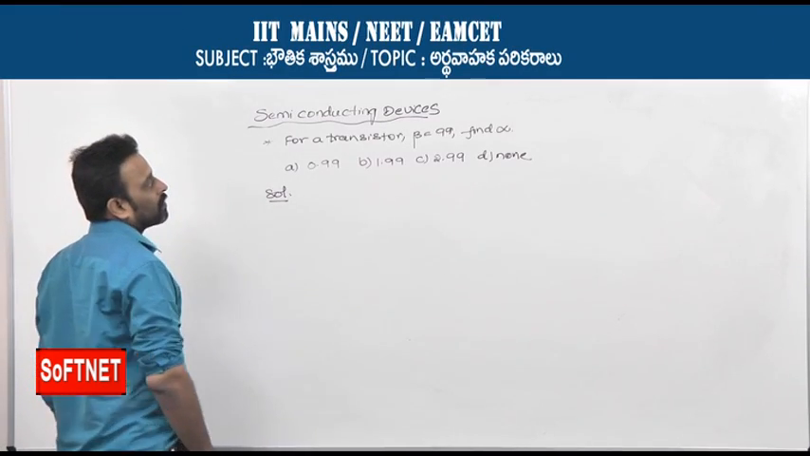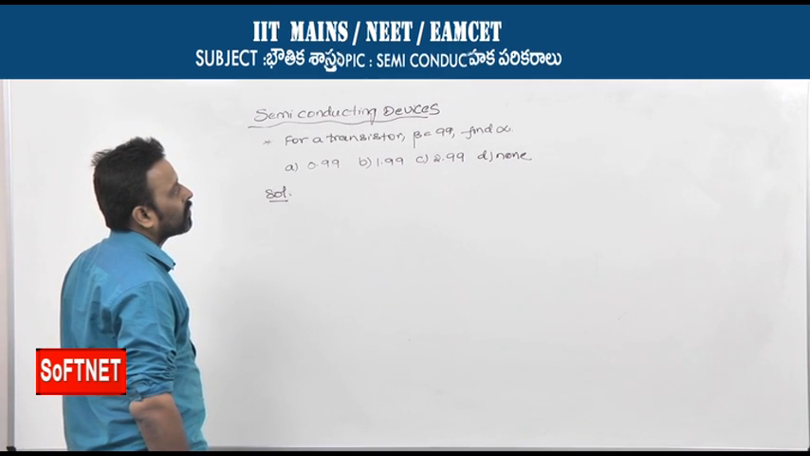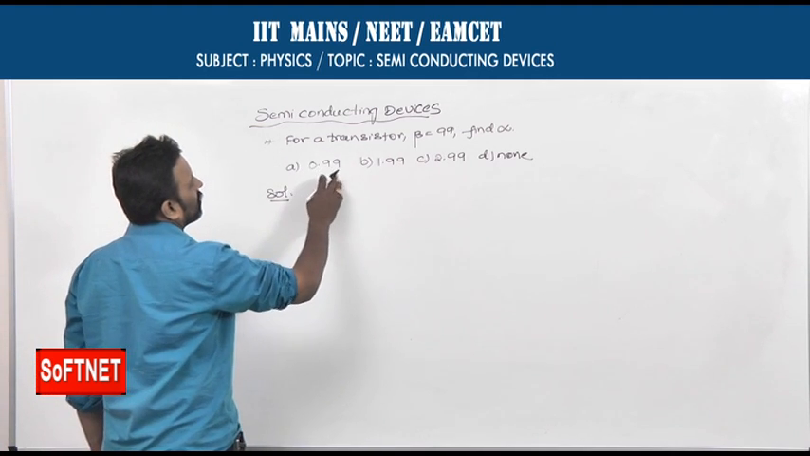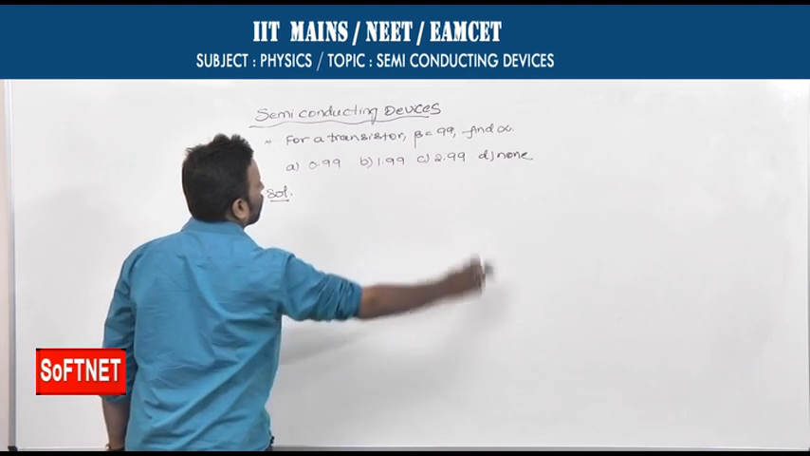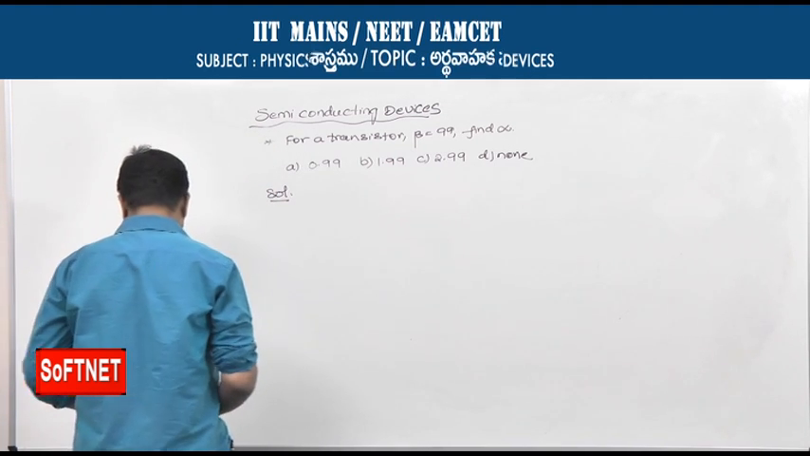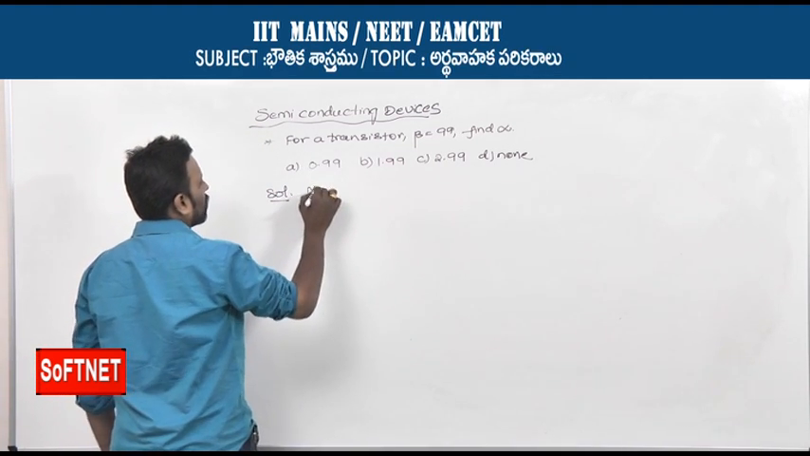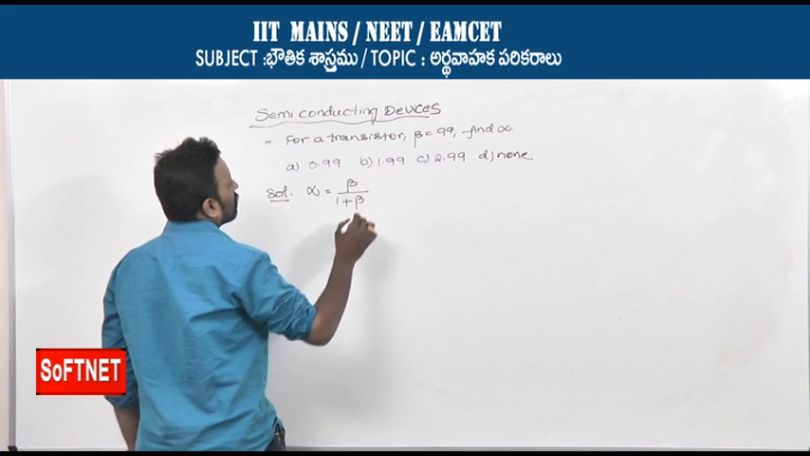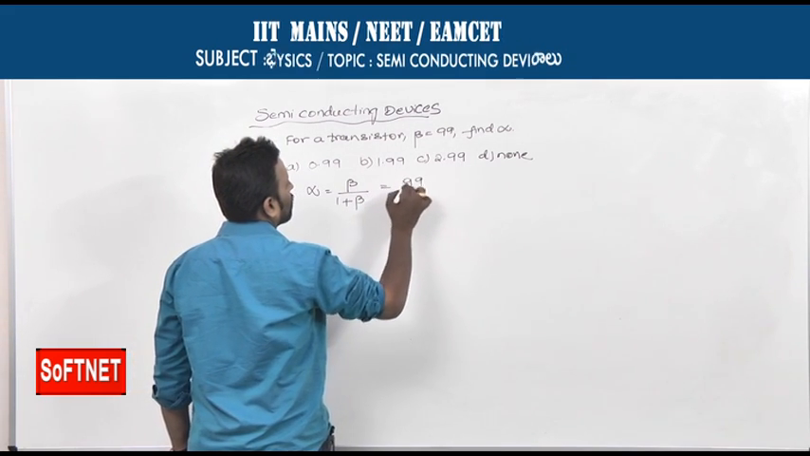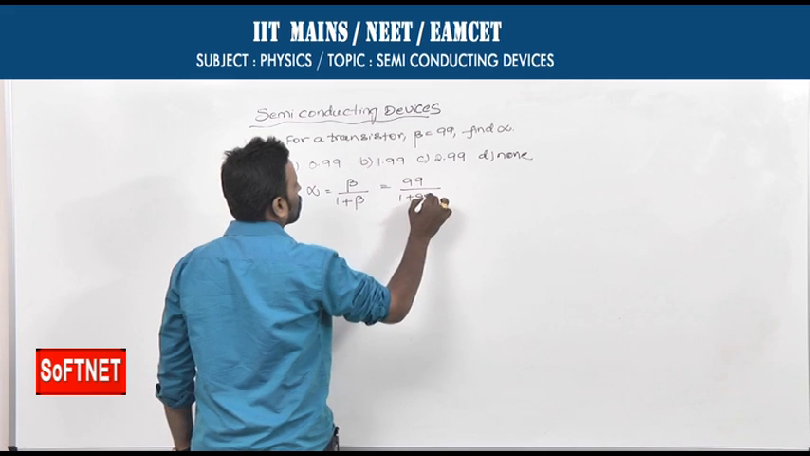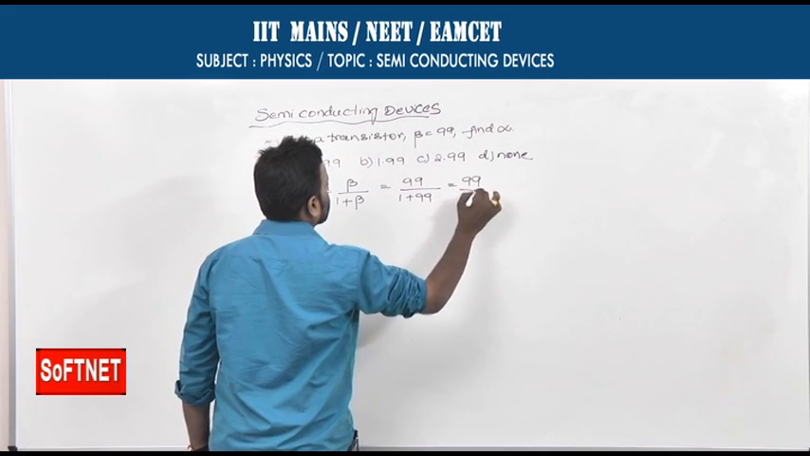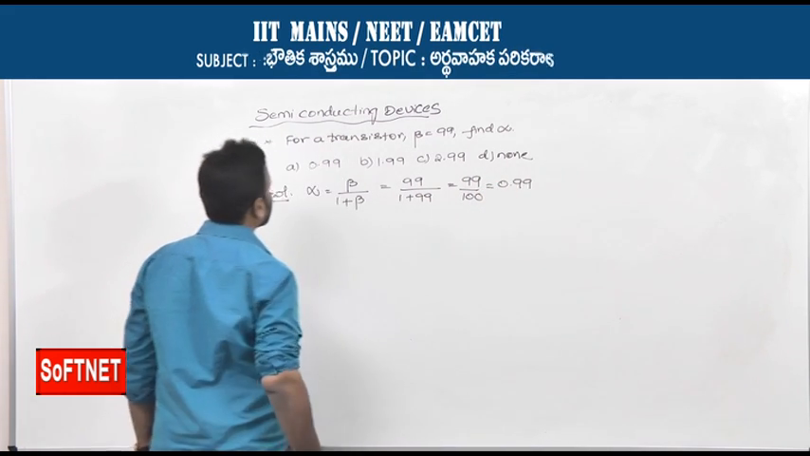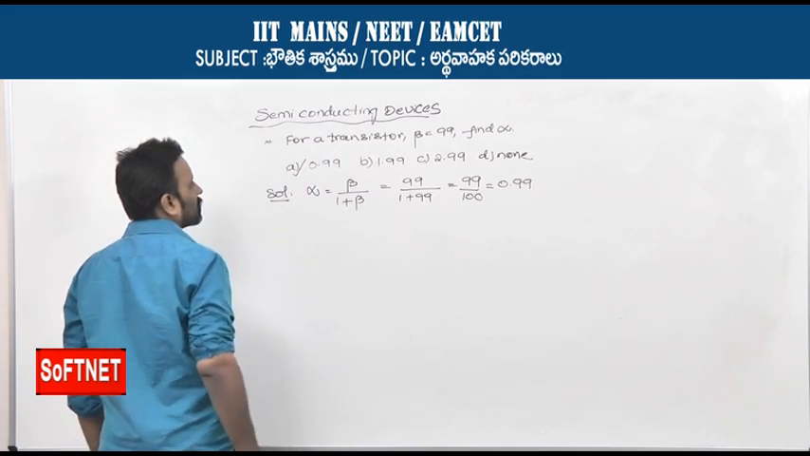For a transistor, the value of beta is given as 99. You are asked to calculate the value of alpha. The given options are 0.99, 1.99, 2.99 and none. In case of a transistor, the relation between alpha and beta is alpha is equal to beta by 1 plus beta. The value of beta is given as 99, so 99 by 1 plus 99. That is 99 by 100. That is 0.99. So the first option is the correct one.